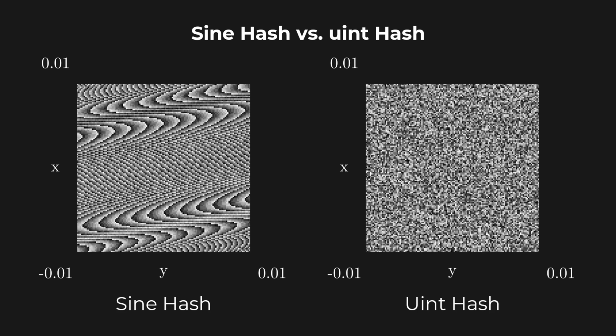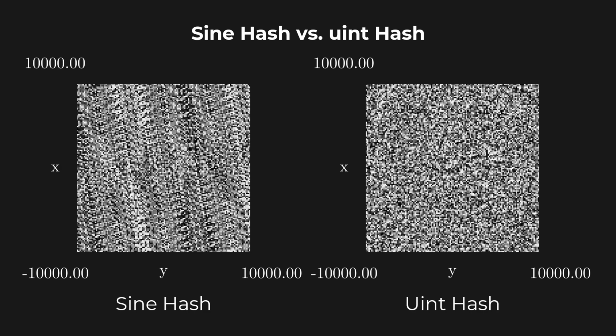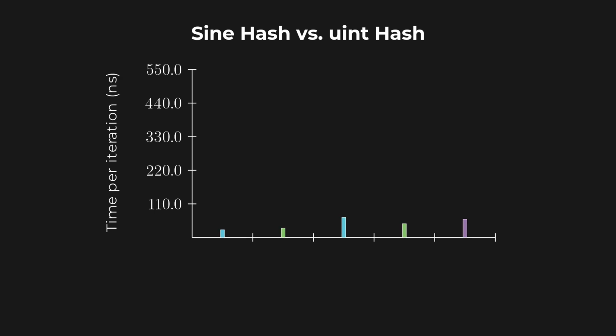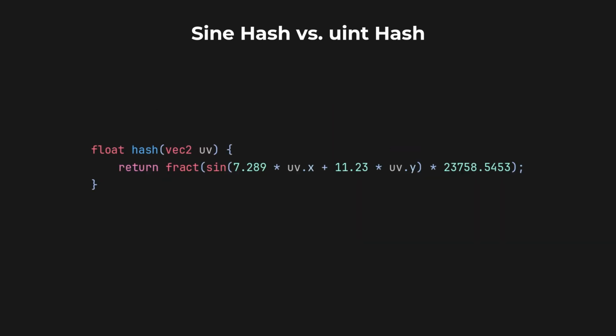Third, good hashes handle all input ranges, from small to large values without artifacts. Sine hash breaks outside a narrow range, while uint hash remains stable. Fourth, both hashes are fast, but the uint hash avoids unpredictable precision issues while matching Sine speed. And finally, Sine hash is limited to a 2D input and a 1D output. Extending it is difficult and adds complexity, and possible artifacts if done incorrectly. Uint hash scales easily to any input or output dimension.